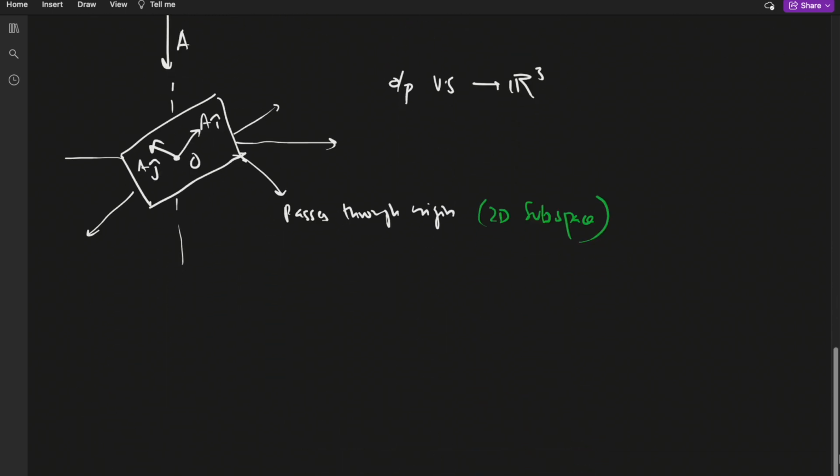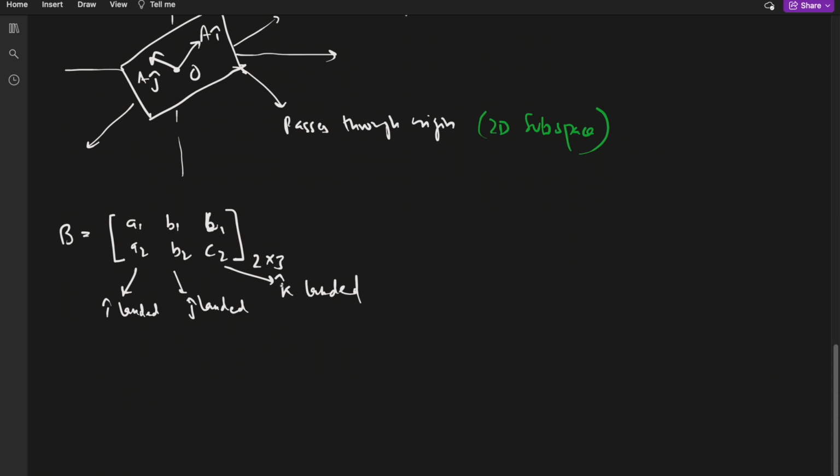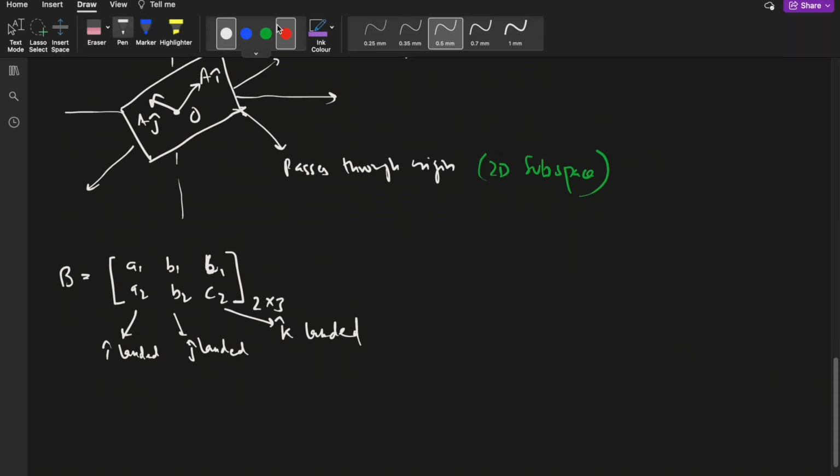Now the same thing goes for the other case. Let us suppose I have this matrix which is 2 comma 3. Let us suppose this is A1, A2, this is B1, B2, and this is C1, C2, right? So this is where I had landed, this is where J had landed, and this is where K had landed. And this is 3, so that means the input vector space from where the input vectors are coming is R cube, and the output is R2.